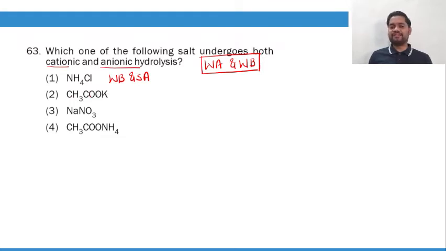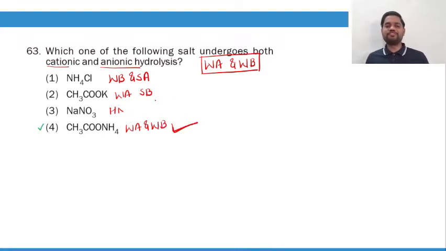CH3COOK, potassium acetate. Again, it is a salt of weak acid, strong base. So this is not the right answer. NaNO3 is a salt of strong acid, strong base. Strong acid is what? HNO3. And strong base is what? NaOH. So it is strong acid, strong base. Whereas the last one is a salt of weak acid and weak base. So according to me, the right answer should be 63, option number 4.